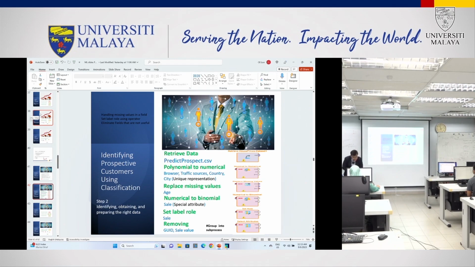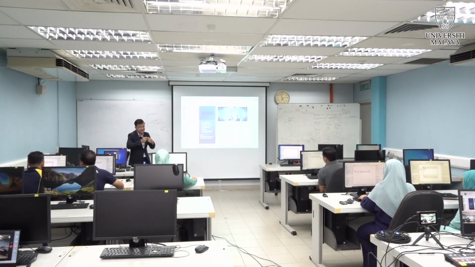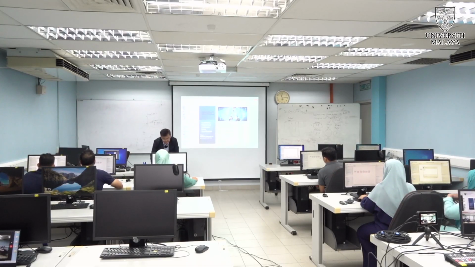Okay. Step yang sekarang kita kena set row dulu. Tadi kita tak ada set row, sekarang kita set row. Okay, sebelum kita set row, kita kena tukar numerical jadi binomial. Sebab ini ialah bukan number, dia classification. So, kena set jadi nominal. So, you pergi design.